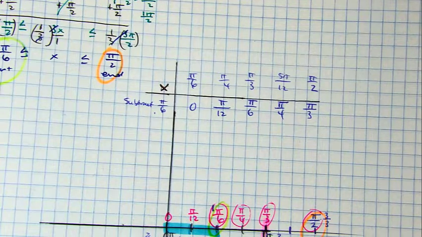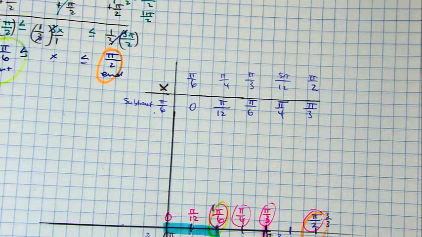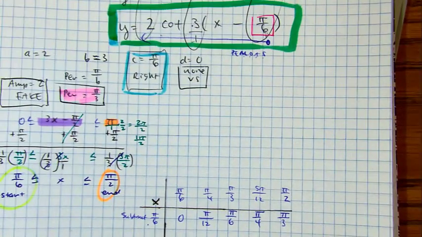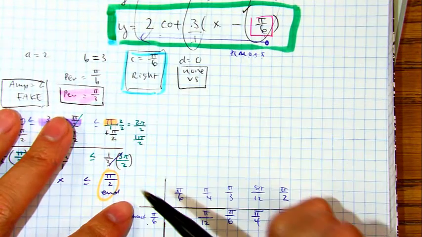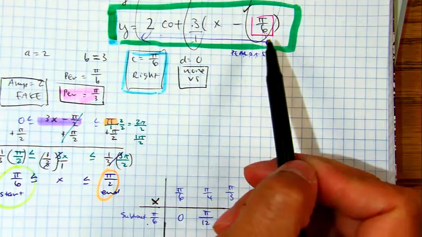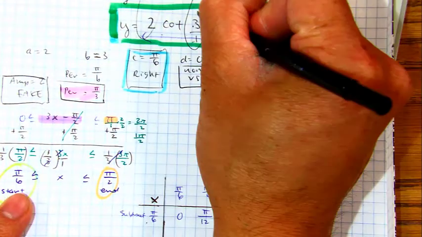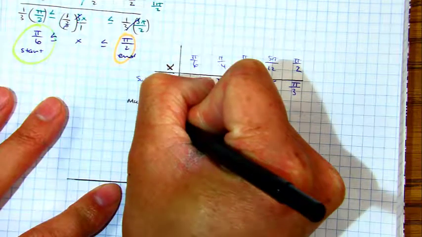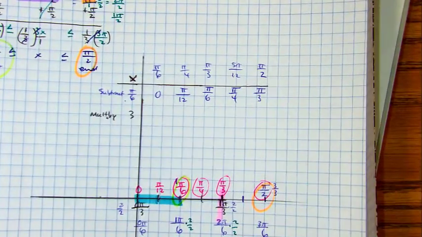Partner B, tell partner A, what do we do after subtracting pi over 6? Class, should we evaluate cotangent or multiply by 3? We're going to multiply by 3. Do you see this? You're trying to find that golden row for tangent, cotangent.